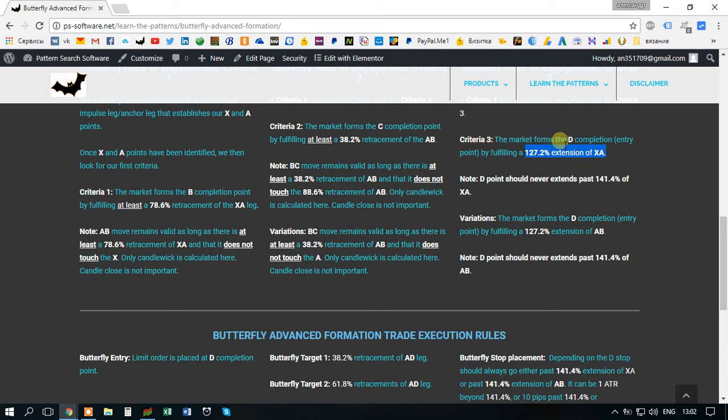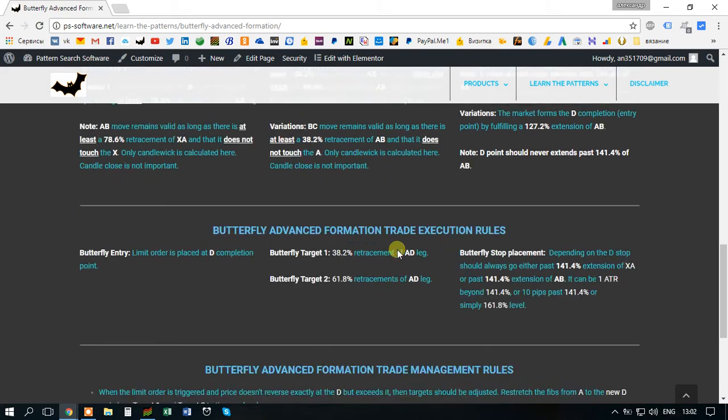This is the point D, 127 XA extension. This is the set of standard rules. And 127 AB extension, this is the variation. So you can treat it as a different pattern. Butterfly number one has this set of rules, butterfly number two has that set of rules. So whatever you trade is up to you, whatever you find profitable. I trade that 127 AB and I trade that variation of the BC leg, if you're interested in my personal preferences. I never trade this and I never trade that.